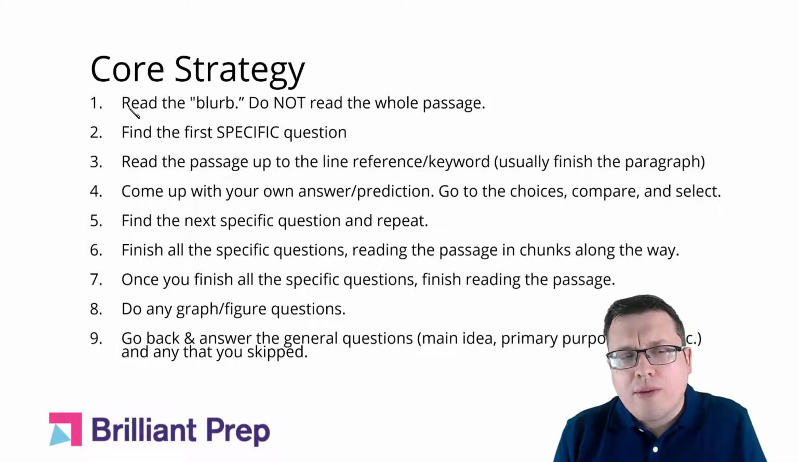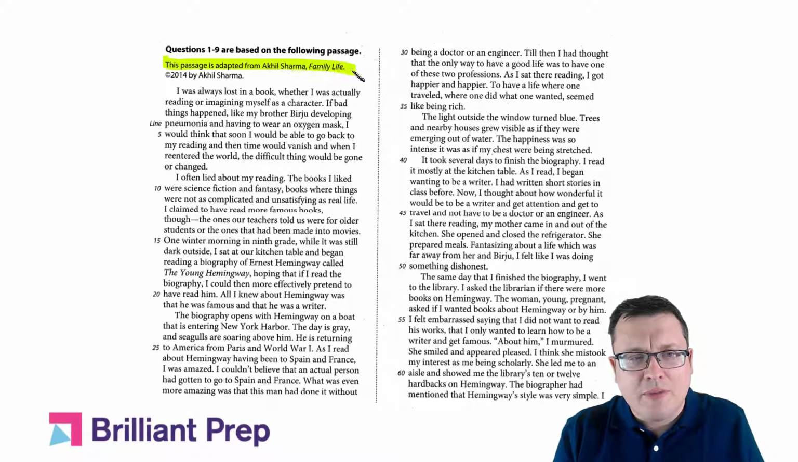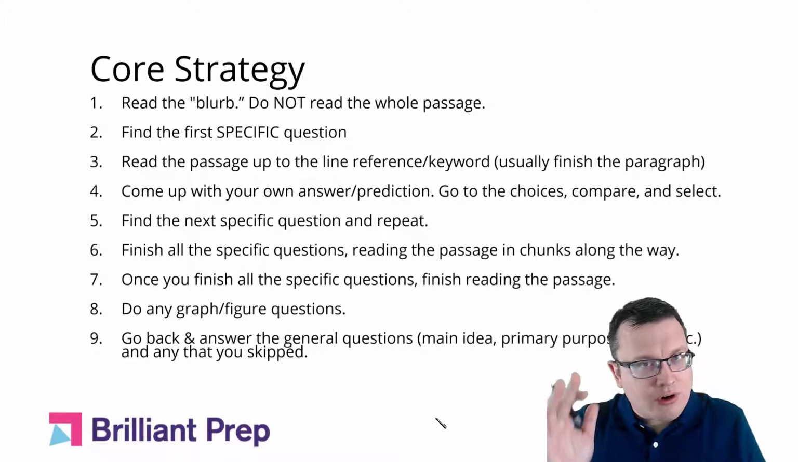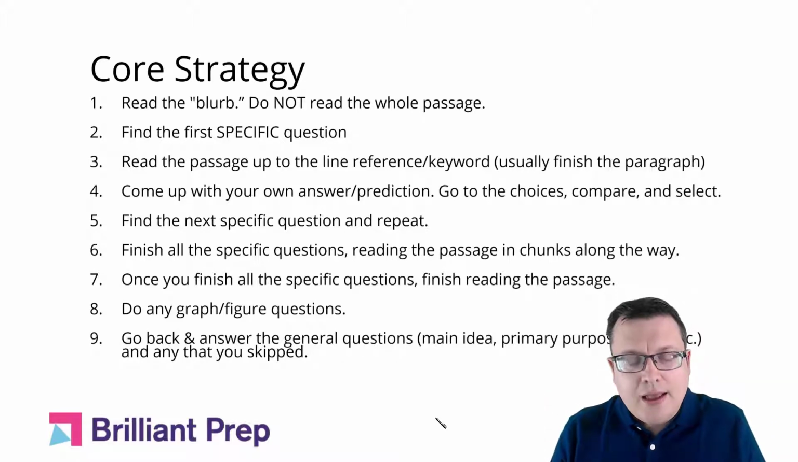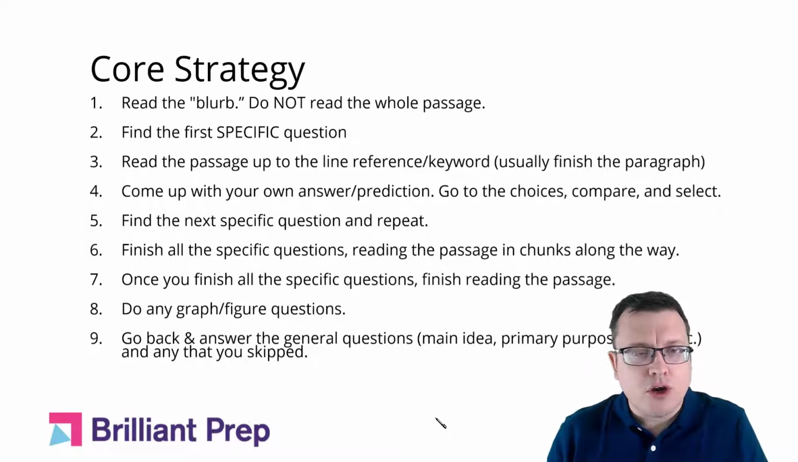So let's begin. Step one is to read the blurb. The blurb is that little box or little set of text above the passage, which usually gives you not much, but other times can give you some pretty useful context to consider. So read that first. But at this point, do not read the whole passage. We do not recommend starting from line 1 and reading to line 80 for a number of reasons, which I won't go into here, but I think they're good reasons. So what are we going to do instead, though?